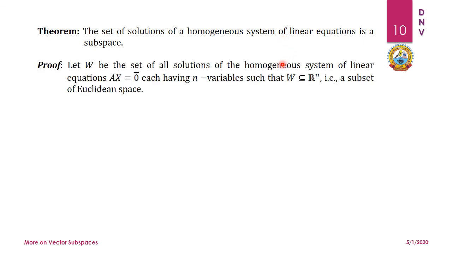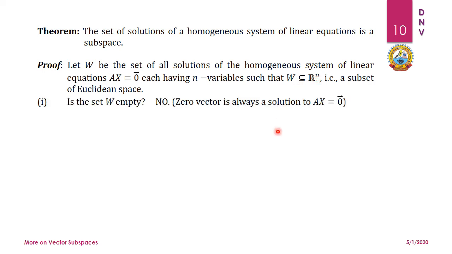How do we prove it? So let W be the set of all solutions of the homogeneous system of linear equations represented by this matrix equation, each having n variables, such that W is a subset of R^n. So we want to prove that W is a subspace of this Euclidean space R^n, and for that we have to verify, as usual, the three conditions.